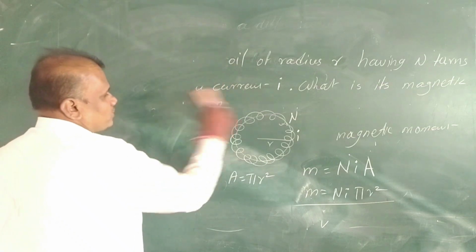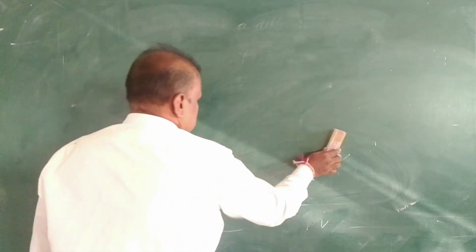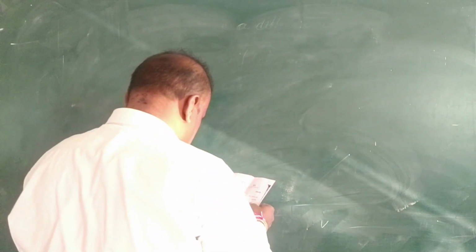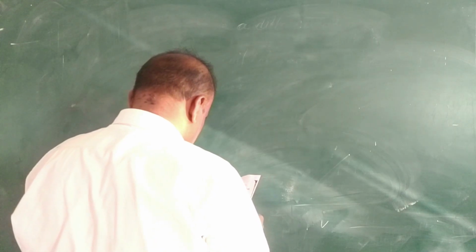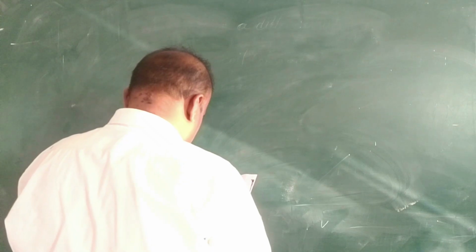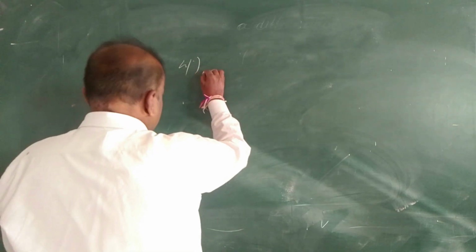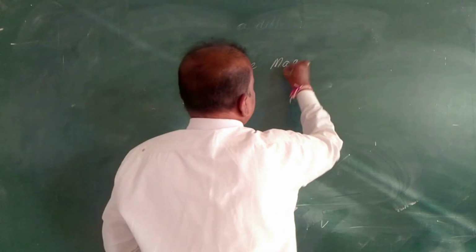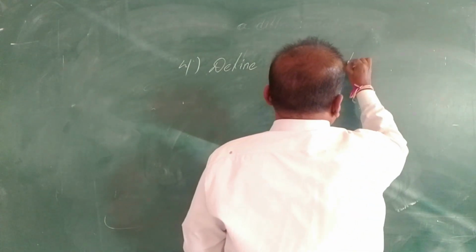So this is question number 4. Define magnetic declination.